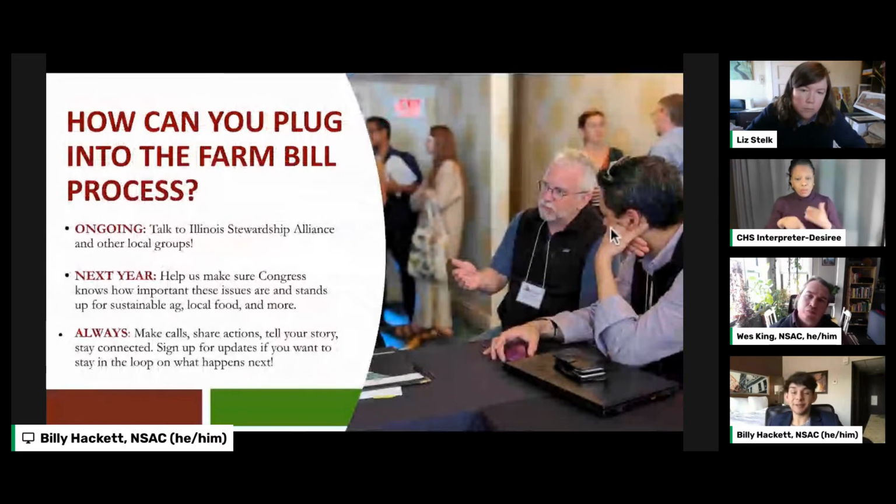There are many opportunities for you to plug into the Farm Bill, and one of them is talking to local groups, including the Illinois Stewardship Alliance that we have here today. Next year, when the Farm Bill is going through Congress, we're going to need your help to make sure Congress knows how important these issues are and that Congress stands up for sustainable ag, local food, and more.